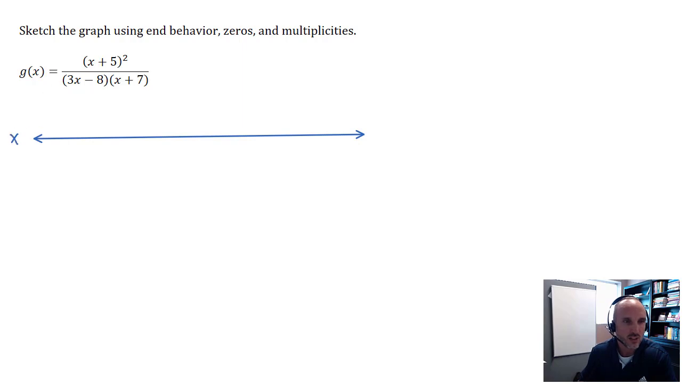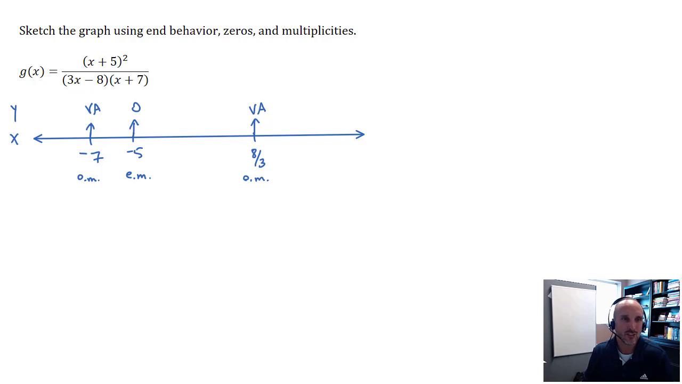The critical value from the top is negative 5. On the bottom, I get 8/3, which is like 2 point something, and negative 7. So I've got negative 7, negative 5, and 8/3 as my critical values. Negative 5 has a multiplicity of 2, which is even. Negative 7 and 8/3 have multiplicities of 1, which are both odd. Negative 7 and 8/3 both come from the denominator, so they're going to result in vertical asymptotes. Negative 5 comes from the numerator, so it's going to output 0.